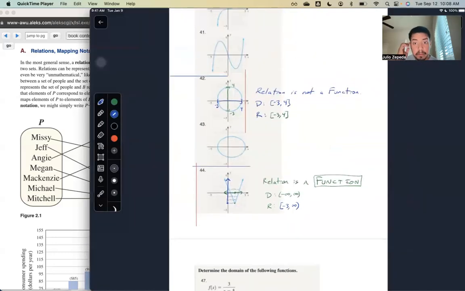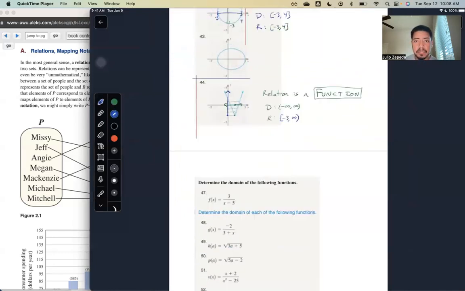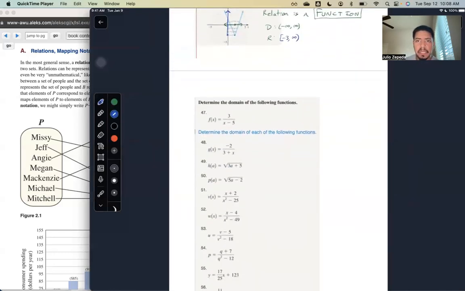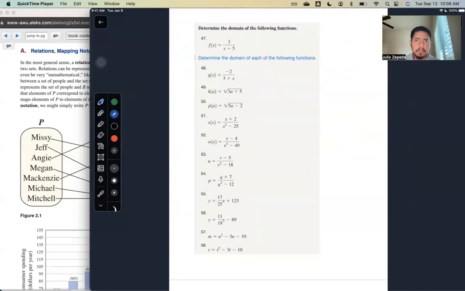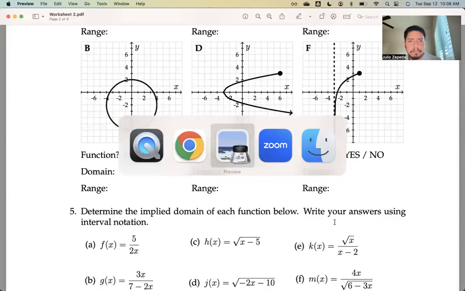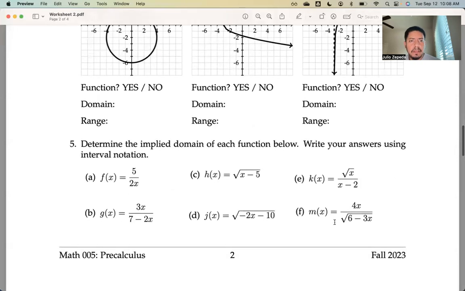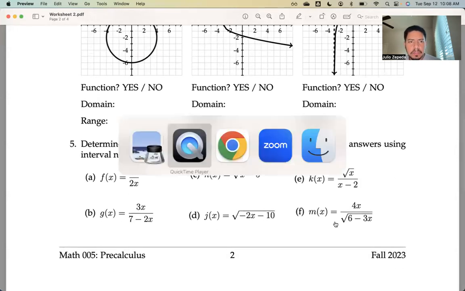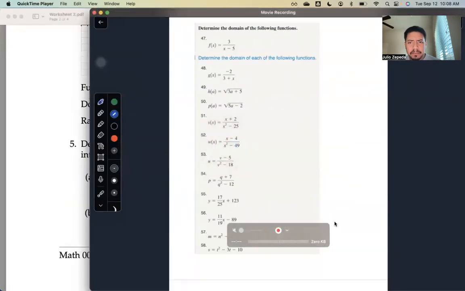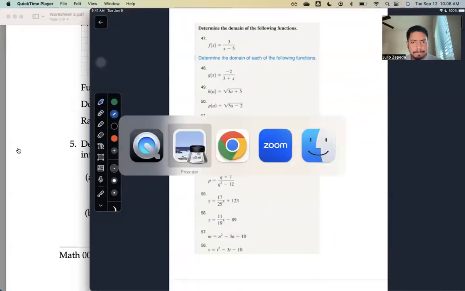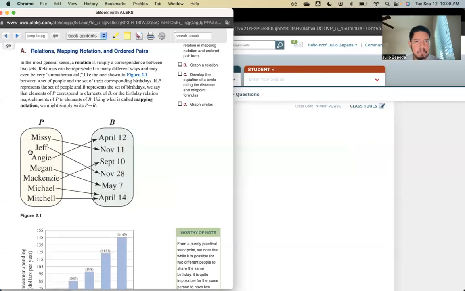All right. Very good. Those are the examples that we'll do for domain and range and whether or not something is a function. Something else that comes up that I mentioned on the worksheet is problem number 5, which asks you to determine the implied domain when you're given a function. And we'll do a couple of examples.